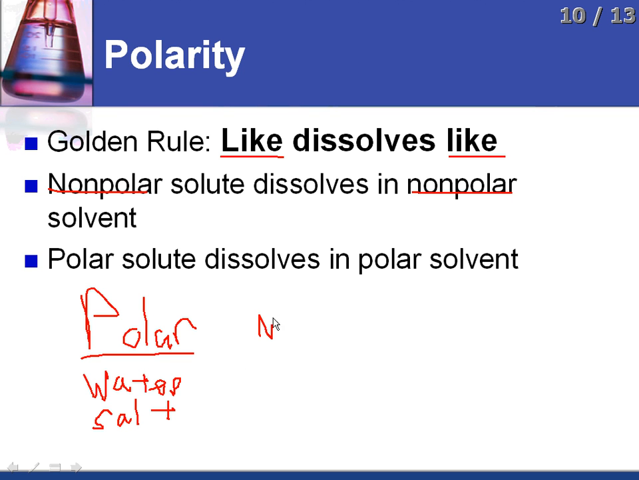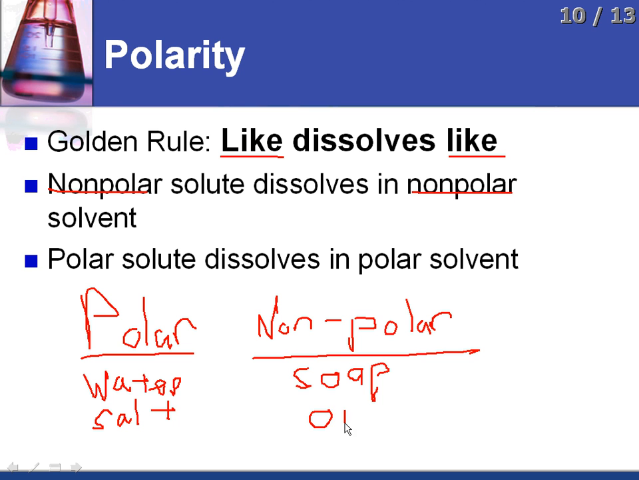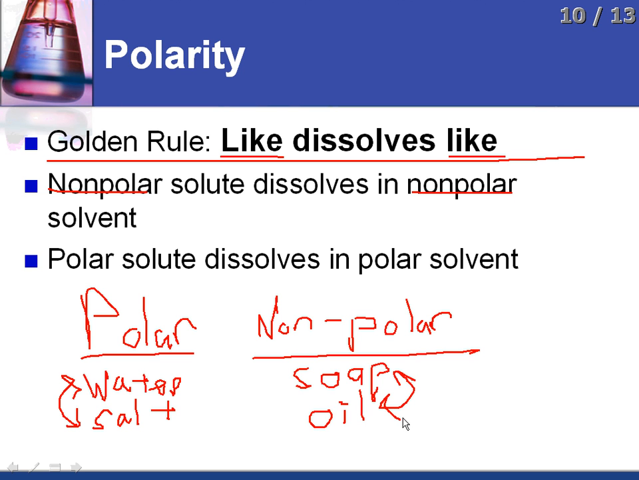Examples of things that are not polar would be soap. Soap is not polar. And oil. Oil is not polar. The golden rule: like dissolves like. Polar dissolves polar. That's why salt dissolves in water so well. They're both polar. Soap and oil dissolve together really well because they're both nonpolar. Water and oil, though, do not dissolve with each other because one is polar and the other is not polar.